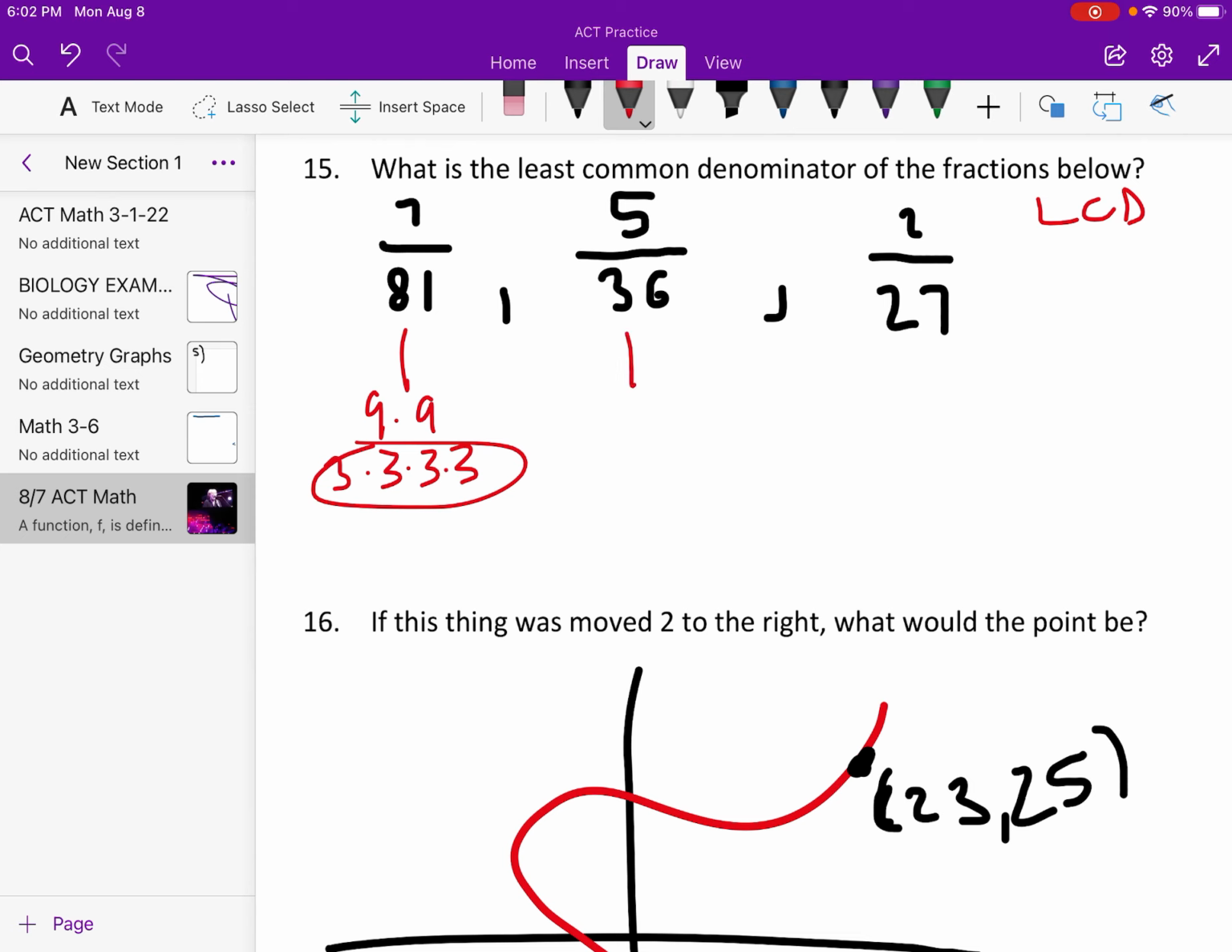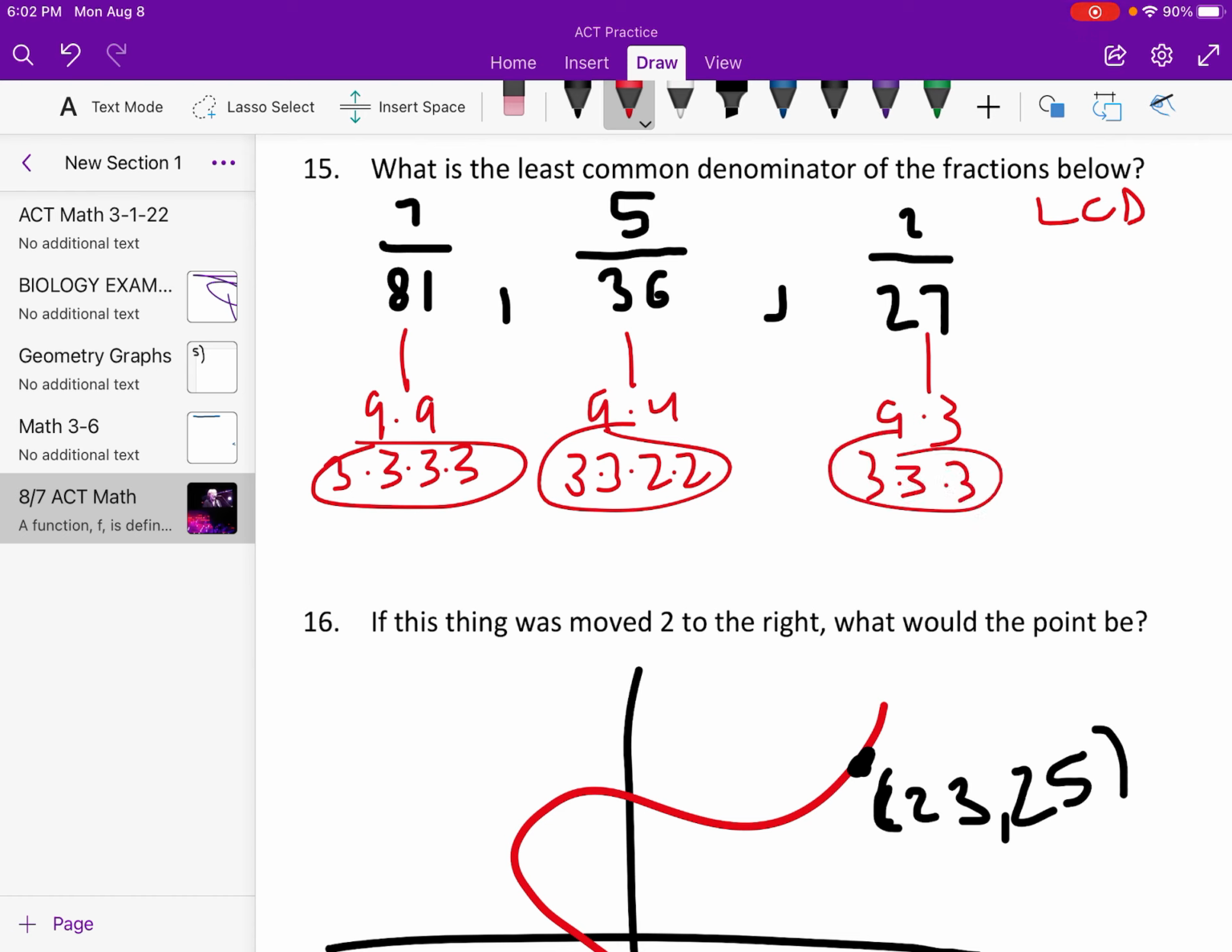Now 36, you might immediately think 9 and 4. Well, that's really 3 times 3 times 2 times 2. So now we have that. Now 27, you might think 9 and 3, but it's really 3, 3, 3. So we multiply all these numbers that I've circled with no duplicates, so it's really only 3 times 2. So the least common denominator is 6.